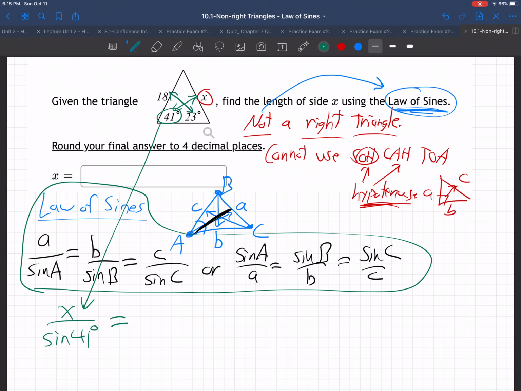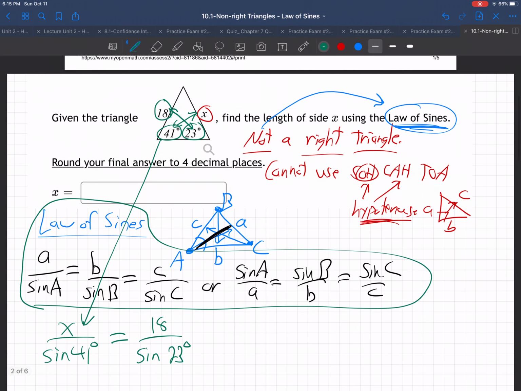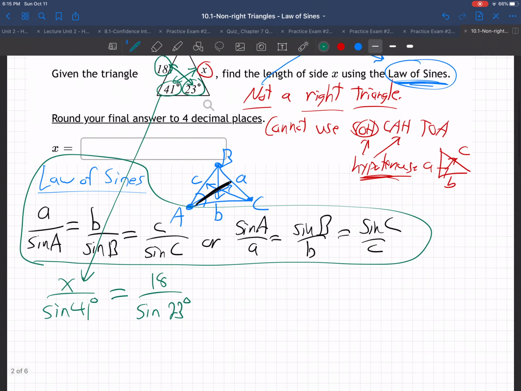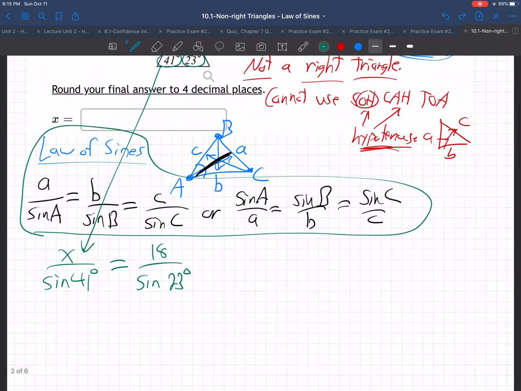Why those two? Because they're the only other two where I know both the angle and the side. I know that side, and I know that angle. So that would be 18 over the sine of 23 degrees. Those have to be equal. See what I did there? I just matched up a side with the angle across from it, a side with the angle across from it. That's the law of sines. So if you put sines on those angles, you can have the angles both on the top, like I did here. You can have them both on the bottom, like we did there. Doesn't matter.